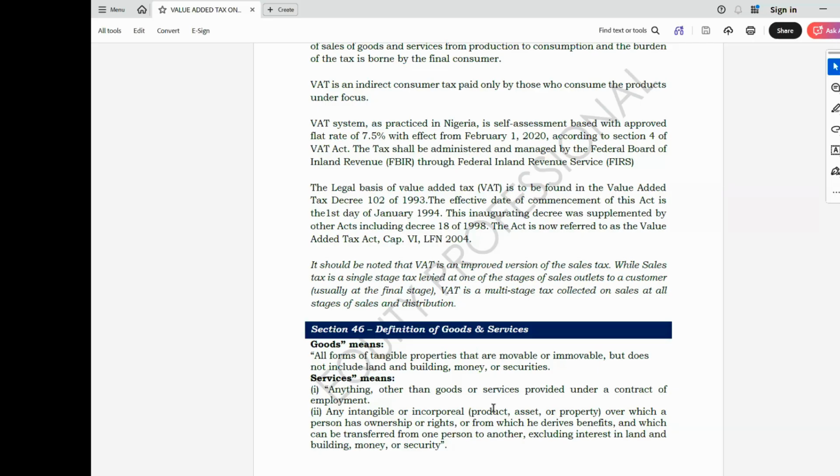So when your employer pays you your salary, it means you are rendering certain services to him for him to pay you that salary. Any salary paid to you by your employer is not regarded as a service that is liable to value-added tax. So wages and salary do not constitute services liable to value-added tax.